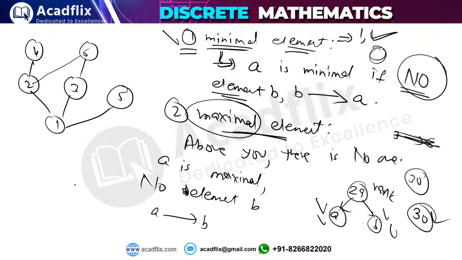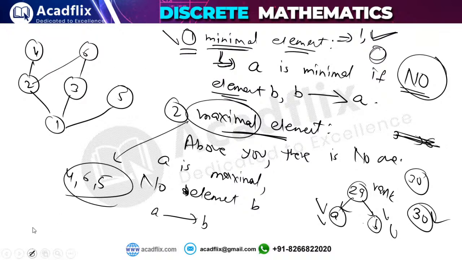In our Hasse diagram, what are the maximal elements? The maximal elements are 4, 6 and 5, because there is no one above 4, no one above 6, and no one above 5. So these are the maximal elements. The concepts of minimal element and maximal element are okay.